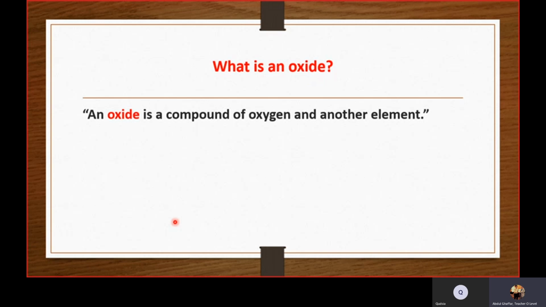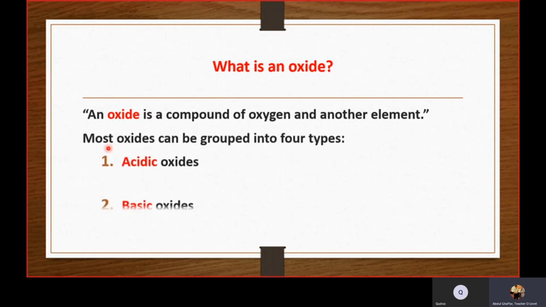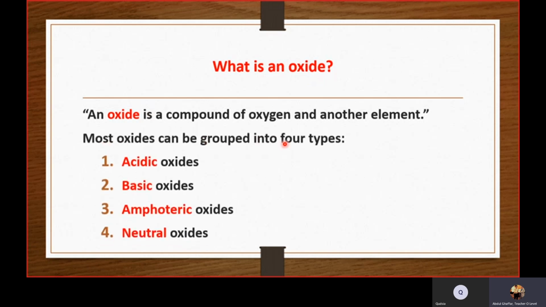What is an oxide? As you know, an oxide is basically a compound of oxygen with any other element. It may be a metal or a non-metal, so that compound will be an oxide. One element must be oxygen. Most oxides can be grouped into four types: acidic oxides, basic oxides, amphoteric oxides, and neutral oxides.